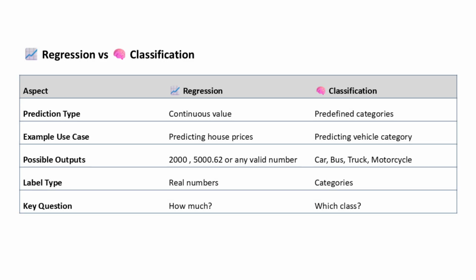At this point, it's worth noting that classification stands in contrast to the regression use case we discussed earlier, such as predicting house prices, where the label is a continuous real number. For example, you might predict the price of a house, which could be any value like 2,000, 5,000.62, 3 million, or any other real number. However, in classification, the label consists of predefined categories.